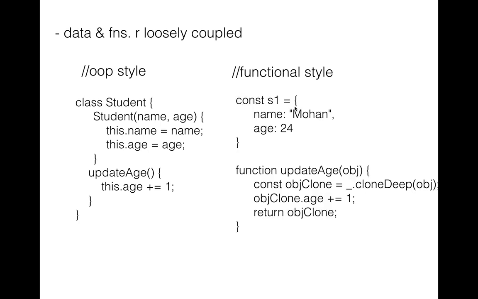So as you can see here, we have data represented separately and the function represented separately. And to the function, we pass in the data as the parameter or argument, and within the function, we make use of a copy of the object and operate on that copy rather than the original.